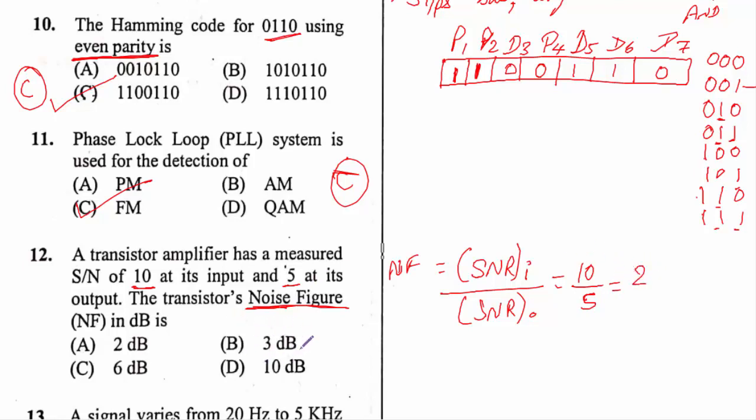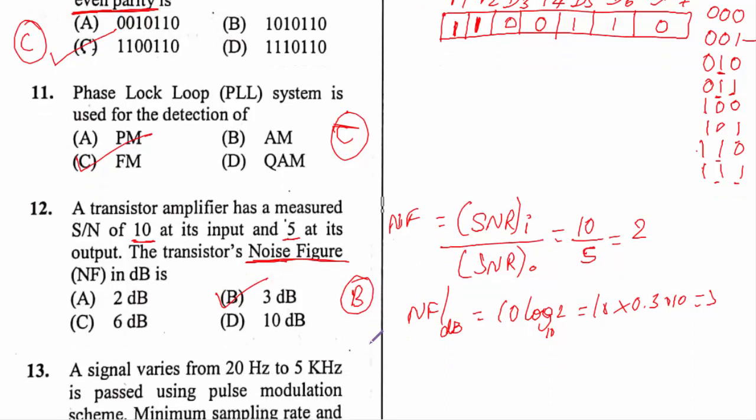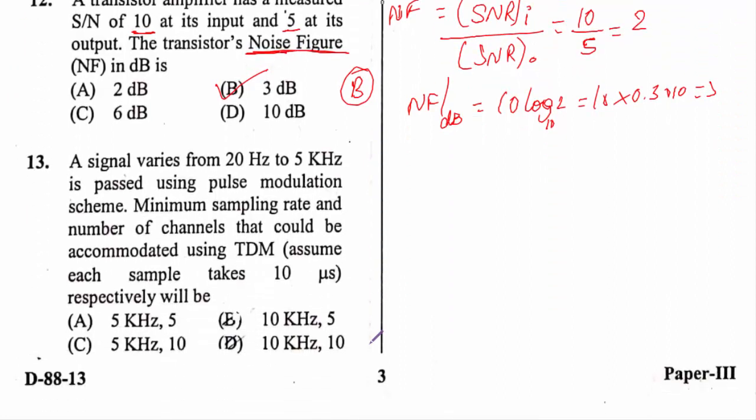They are asking us to calculate in terms of dB. So noise figure in dB, how I can express it is 10 log 2. What is log 2 to the base 10? It is 0.3010, nothing but 3.01 dB. Approximately it is 3 dB. The option that is going to follow is option number B.